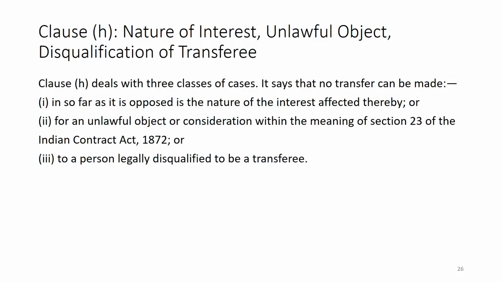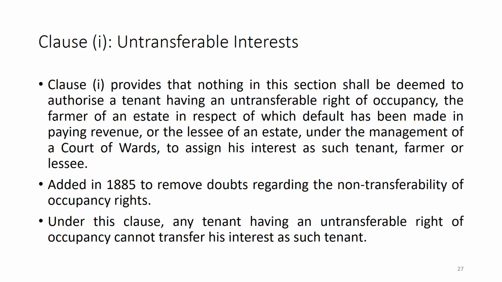Clause H is about the nature of interest, unlawful object and disqualification of the transferee. Clause H says that the following are non-transferable: the nature of the interest affected thereby. That means the property itself is such that its nature is against transfer. Just like I told you about the well: when you transfer the well, the well is going to be transferred, but the easementary right you cannot transfer, because the nature is attached to it. Then, if the object or consideration is unlawful, just like section 23 of the Contract Act, it will fall in this clause. And to a person legally disqualified to be a transferee: if he is debarred by any law so that things cannot be transferred to him, then it will not be transferred.